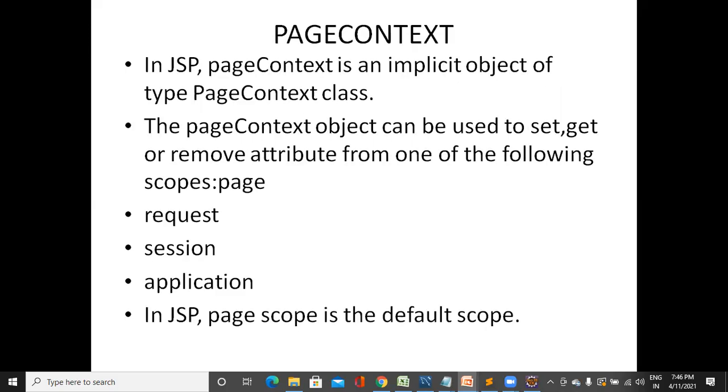Next is the pageContext object. In JSP, pageContext is an implicit object of type PageContext class. The pageContext object can be used to set, get, or remove attributes from one of the following scopes. Now, what are these scopes? Page scope, request scope, session scope, application scope. In JSP, page scope is the default scope.